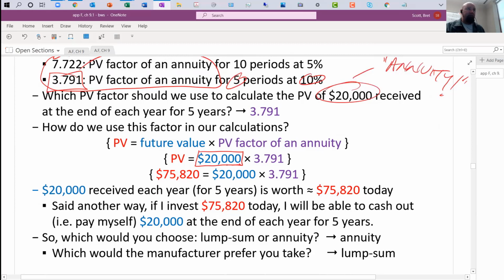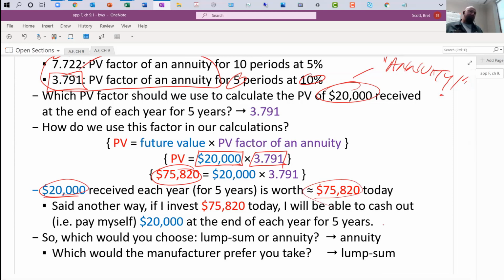Down below, $20,000 is our payment. It's a future stream of money. We're going to receive it several times in the future, so we're going to use a present value annuity factor. When you multiply that out, the value today of all those streams is $75,820. So what's the present value of $20,000 received each year for the next 5 years? Today, it's worth $75,820. I could probably go to a J.G. Wentworth and say, I'm getting $20,000 over the next 5 years. J.G. Wentworth would say, I'll give you $75,000 right now for you to walk away.